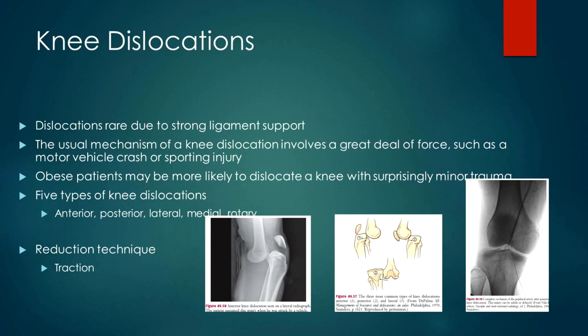Nerve injury is less common, but peroneal nerve injury is recognized as a complication, particularly with a posterior lateral dislocation. It should be suspected if the patient is unable to dorsiflex the ankle or has decreased sensation on the dorsum of the foot. The most feared complication of a knee dislocation is internal injury of the popliteal artery.